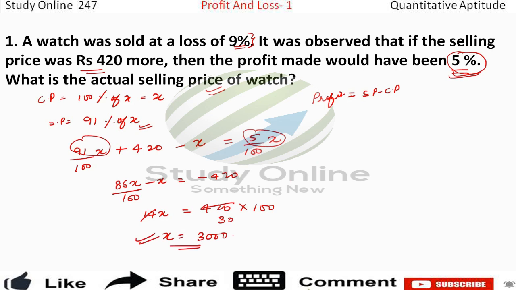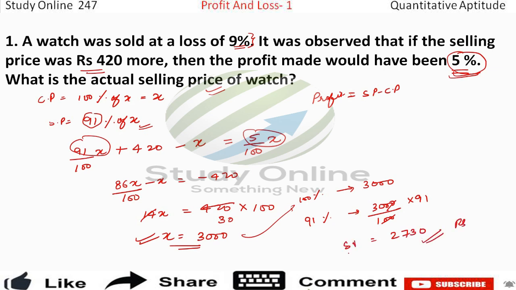Okay, so X is what? X is the cost price, 100%. If 100% is equal to 3000, what we have to calculate is 91%. Then 91% would be equal to 3000 upon 100 into 91. When we calculate all this, you would have 2730. 2730 is our selling price. You can go through once again. 100% is the cost price and 91% is the selling price. That's why we have calculated like this. Okay, let's move on to the next question.